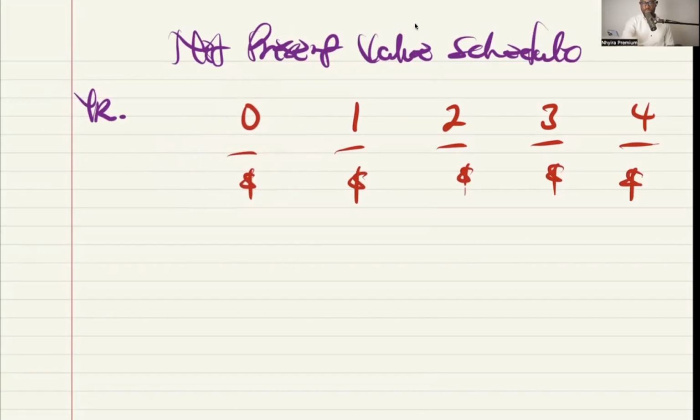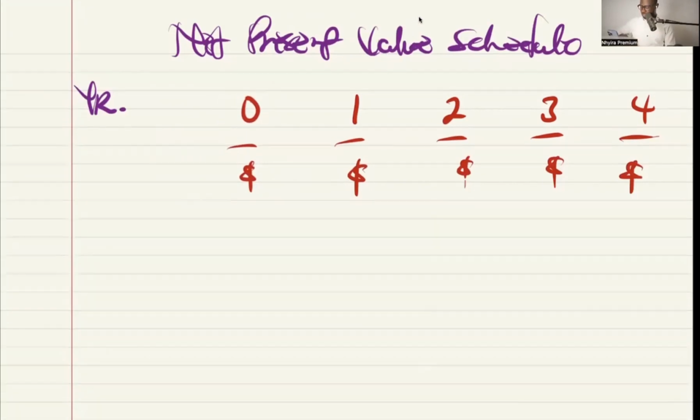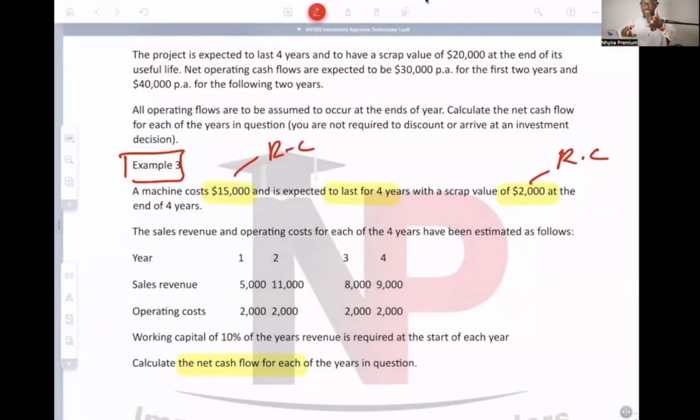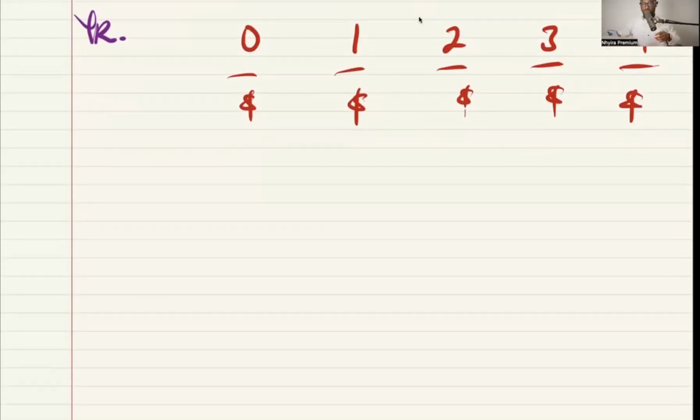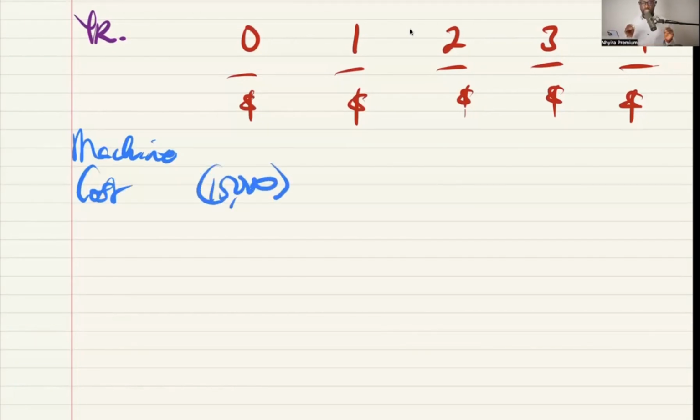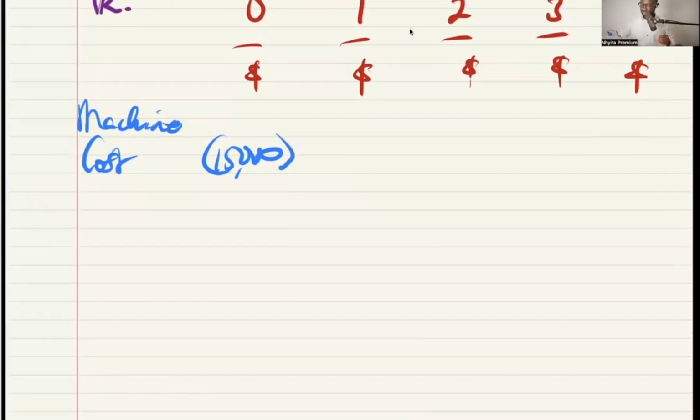And bring in the various items. The first thing is the cost of the machine. So we bring it in there. So the machine cost $15,000. That's going to be in year 0.